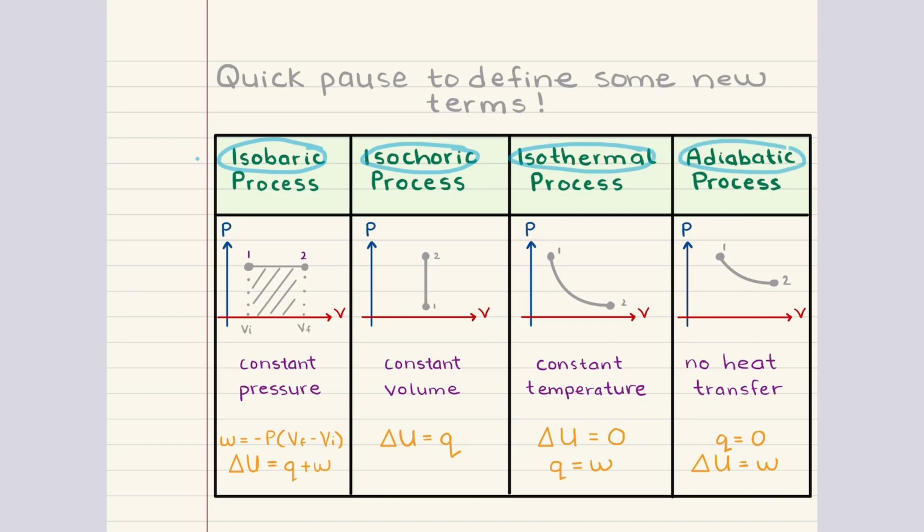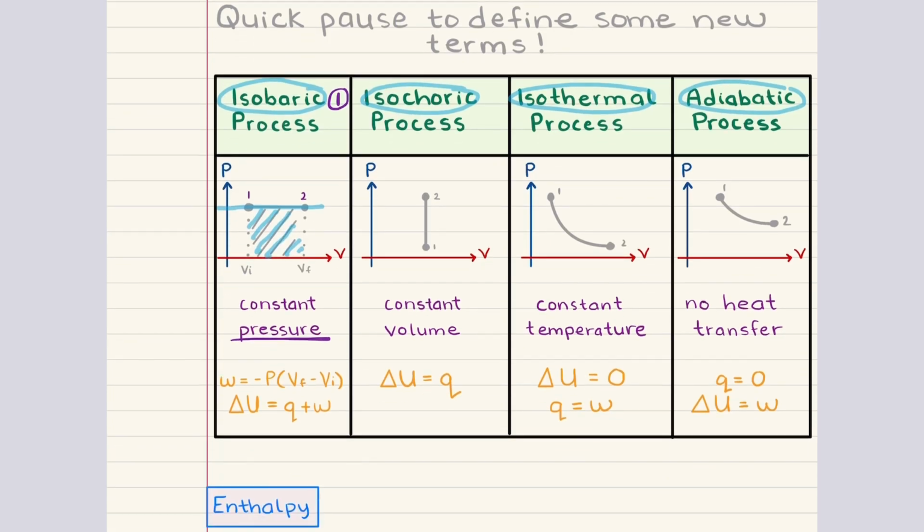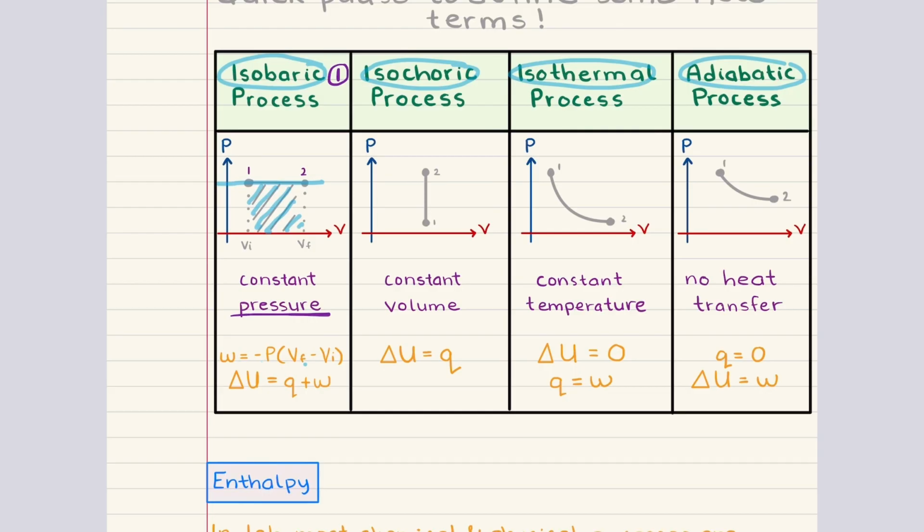Let's start with the isobaric process. The word isobaric means constant pressure. In this kind of process, the pressure of the system does not change while the volume increases or decreases. On a pressure volume diagram, this shows up as a horizontal line. The work is equal to negative pressure times the change in volume. And the first law still applies in the usual way. The change in internal energy equals heat plus work.